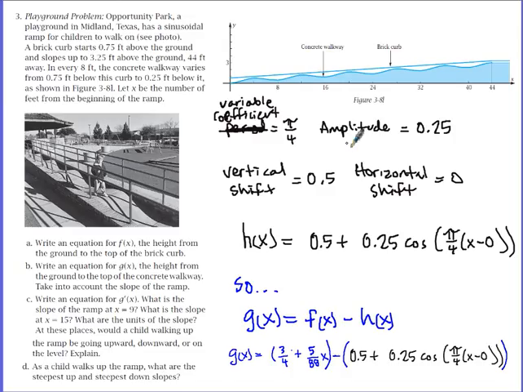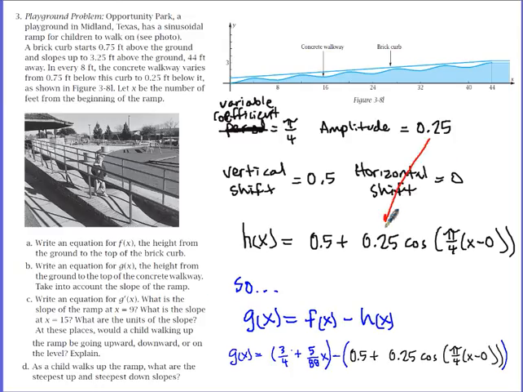That's pi over 4. And then the amplitude is 0.25. We have a vertical shift of half of a unit. And then the horizontal shift is 0 units. So I'll say that this distance between the brick curb and the concrete walkway, if that's h of x, is 0.5. See the vertical shift right there.